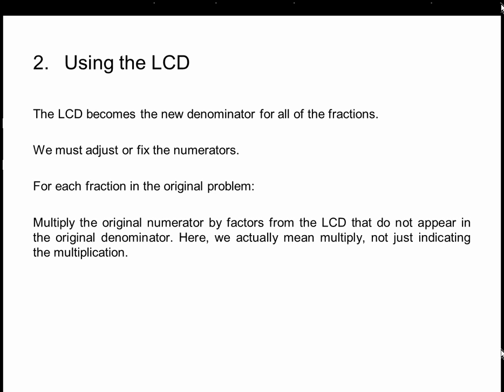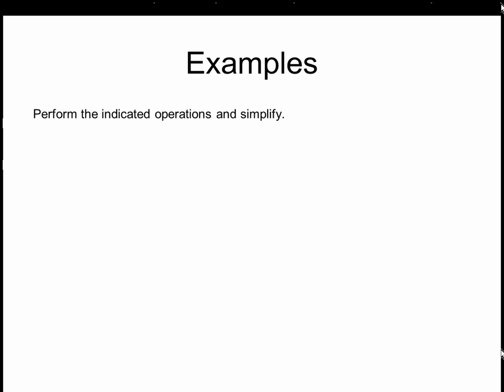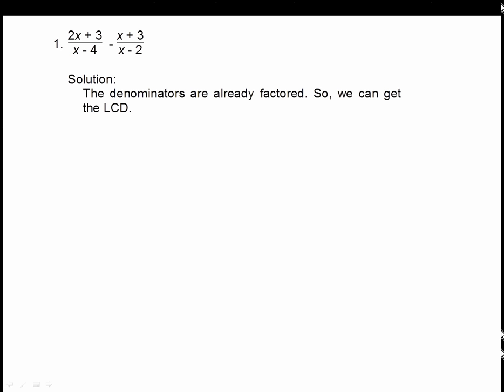Let's try some examples. Perform the indicated operations and simplify. Here's our first one: 2x plus 3 over x minus 4, minus x plus 3 over x minus 2. Our denominators are different. One of them is x minus 4, the other one is x minus 2.